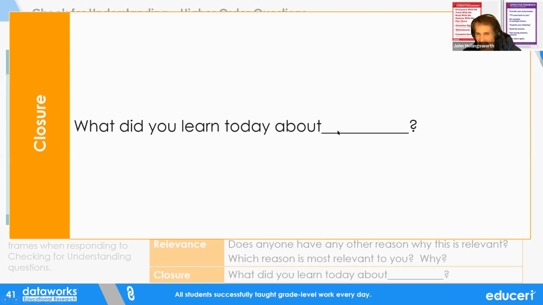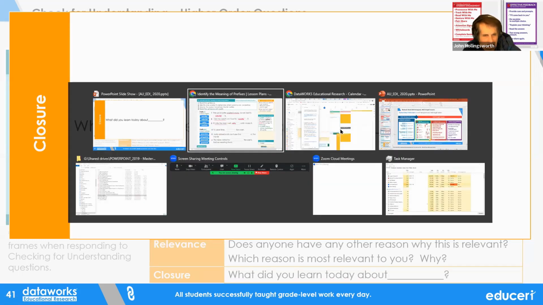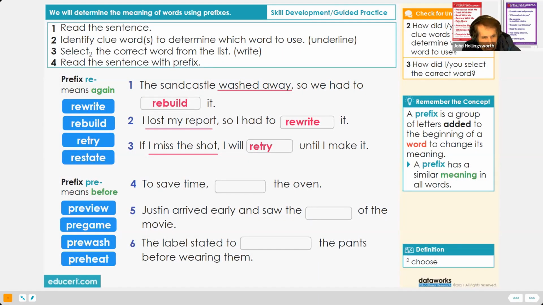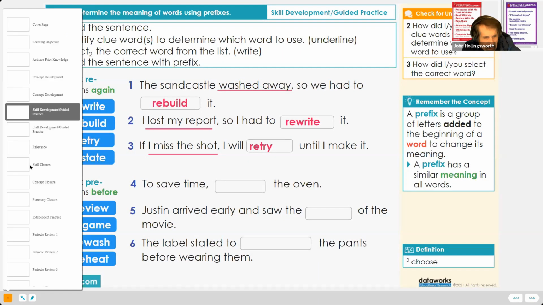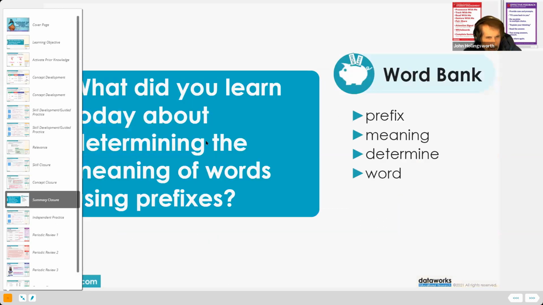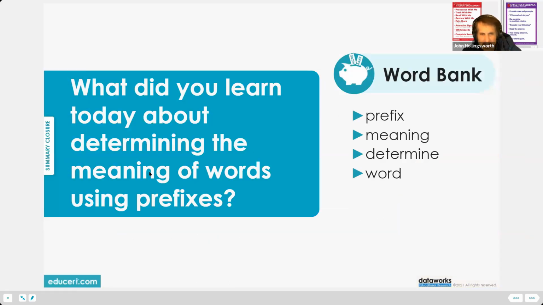The last one, the question for closure, can be, what did you learn today about? And you can write that for any type of lesson. It doesn't really matter what the lesson is. I can go back to my lesson we just had, which is right here. And I think the closure question, if it's in here, right here, what did you learn about determining the meanings of words using prefixes? Okay. And what did you learn about characters? What did you learn about nouns?